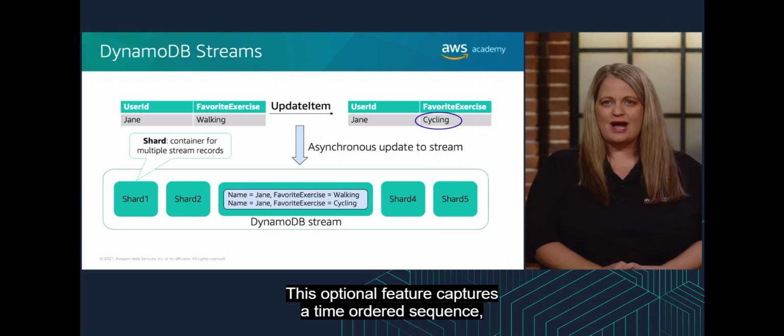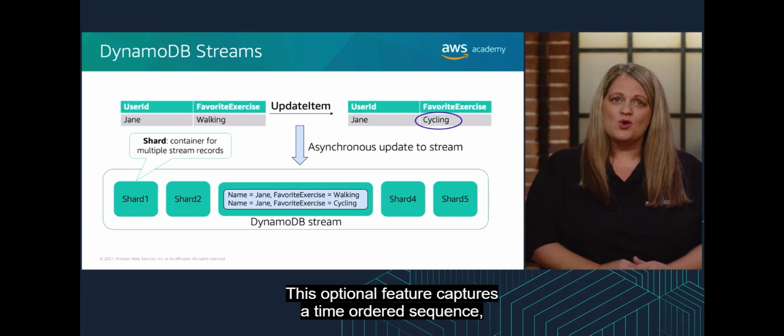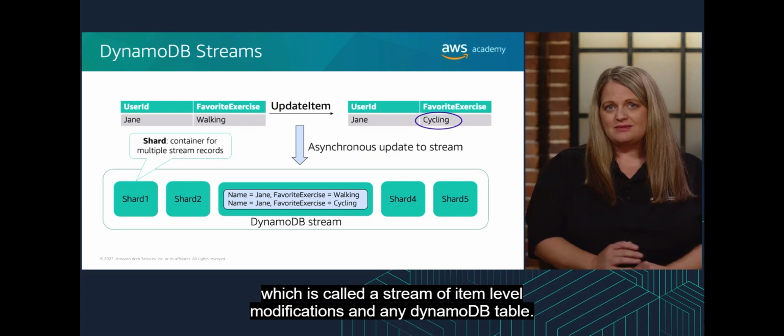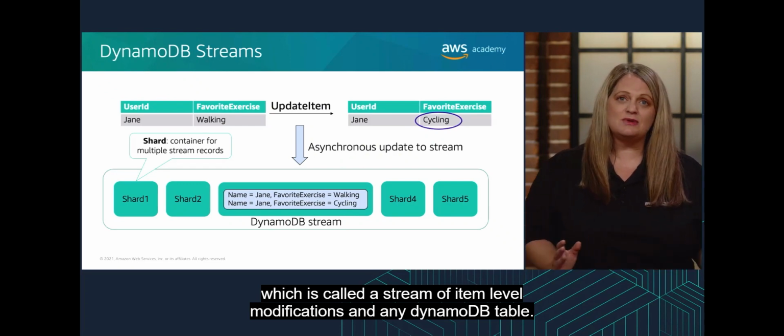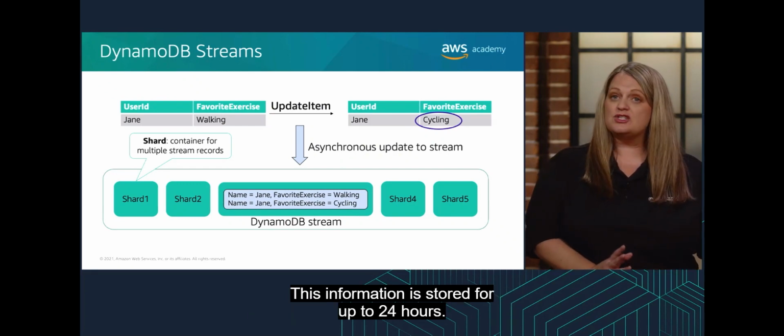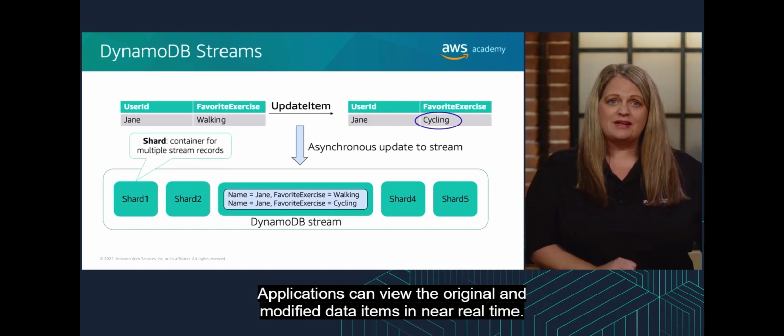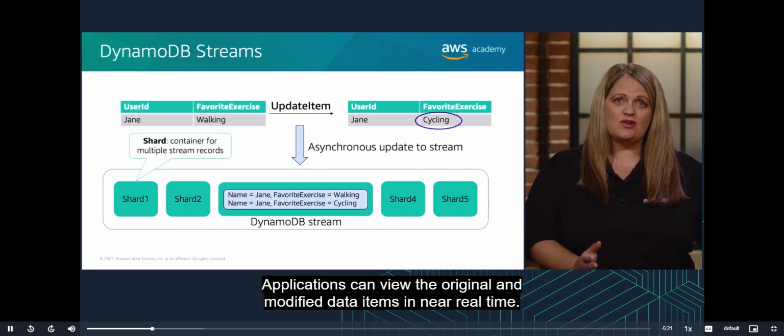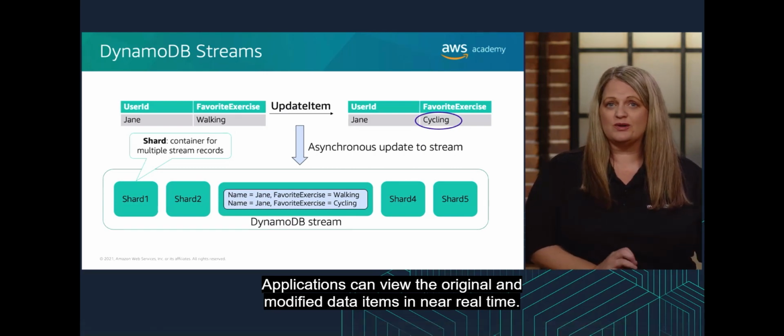This optional feature captures a time-ordered sequence, which is called a stream, of item-level modifications in any DynamoDB table. This information is stored for up to 24 hours. Applications can view the original and modified data items in near real time.